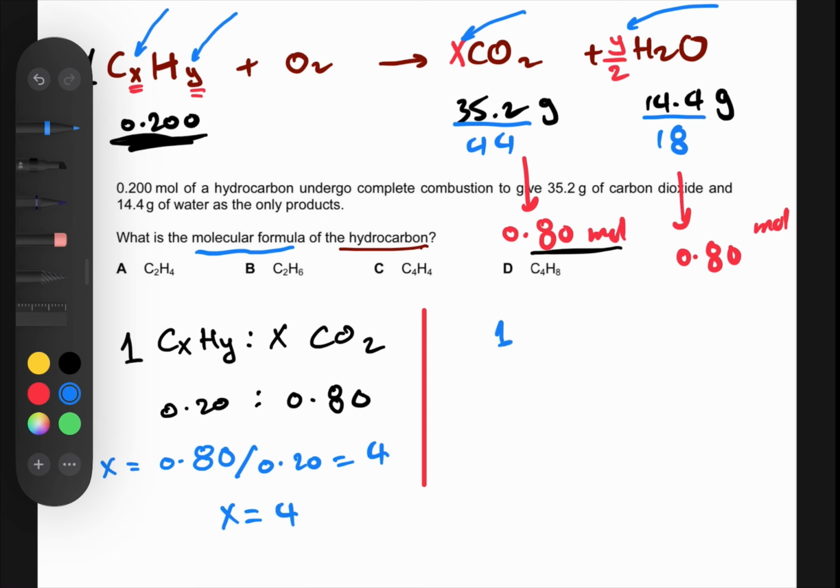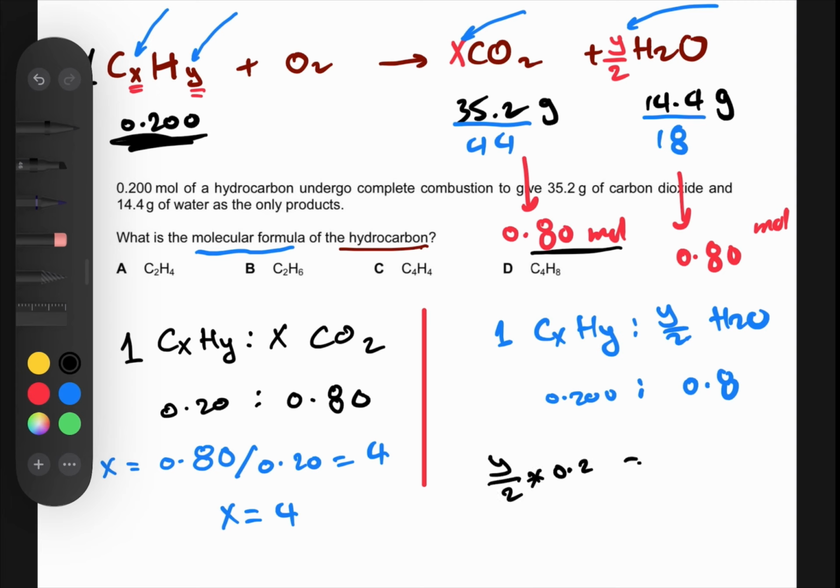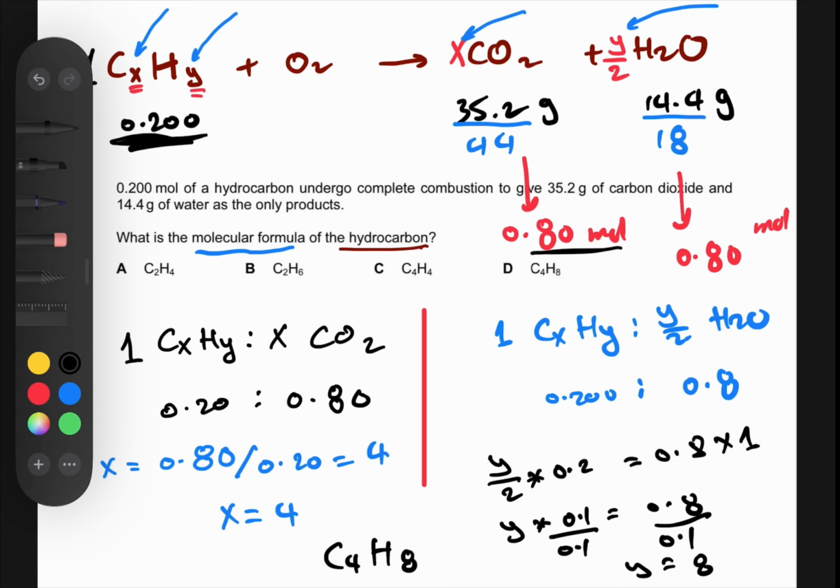We didn't finish. Let's go again. We can say the same ratio, which is 1 mole of CxHy gives Y over 2 of water. As we can see, we have 0.8 moles of water, and here we have 0.2. If we do the multiplication, Y over 2 multiplied by 0.2 equals 0.8 multiplied by 1. So Y times 0.1 equals 0.8. We divide by 0.1, and then Y equals 8. So at this point, we can say that the number of carbon atoms is equal to 4 and the number of hydrogen atoms is equal to 8. And this is actually the answer.